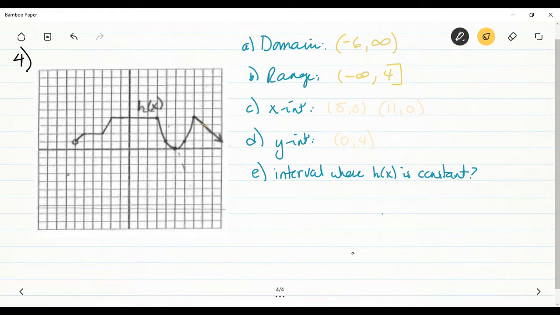We actually have this happening in 2 different places. We are horizontal here and here. So there are 2 places or 2 intervals where we're at a constant. The first one from -5 to -3. And then again from -2 to 3.